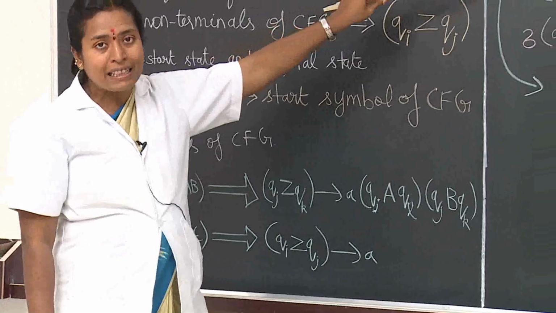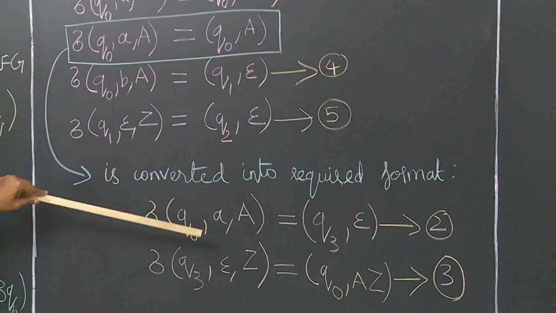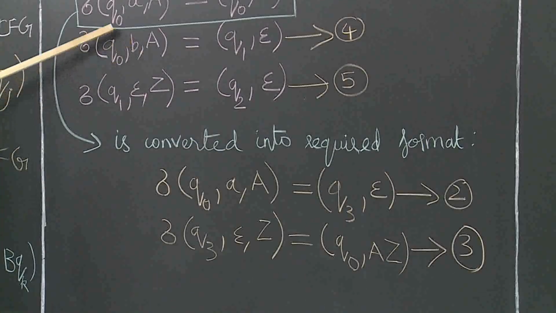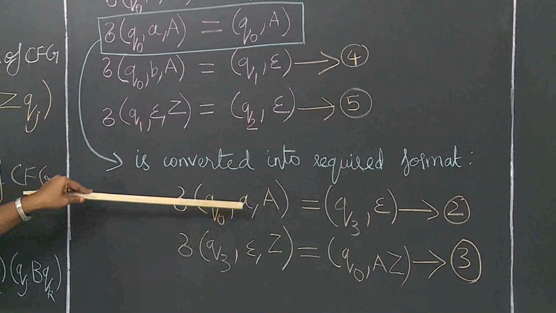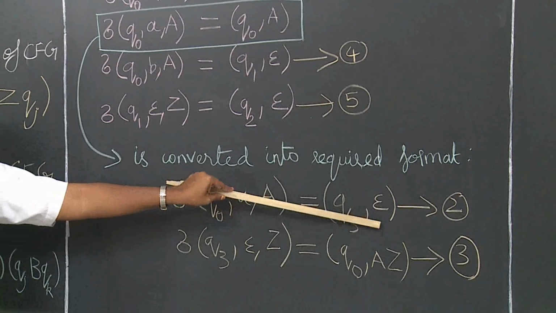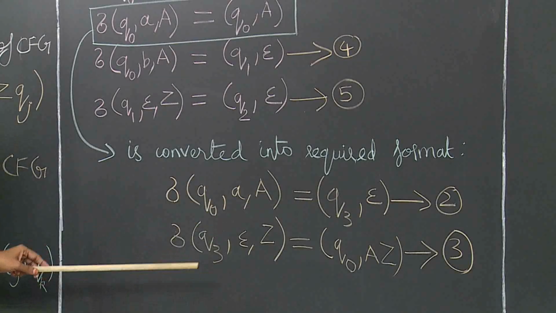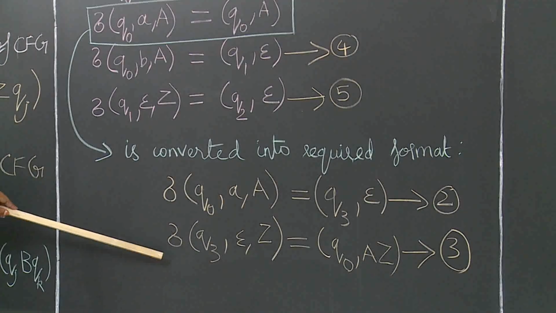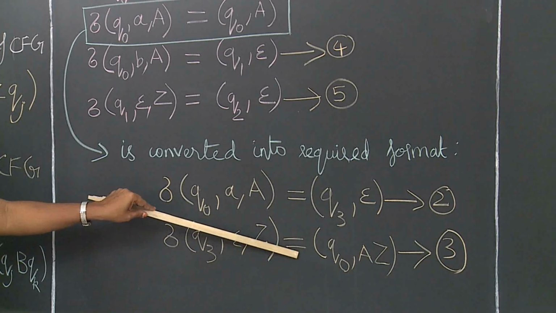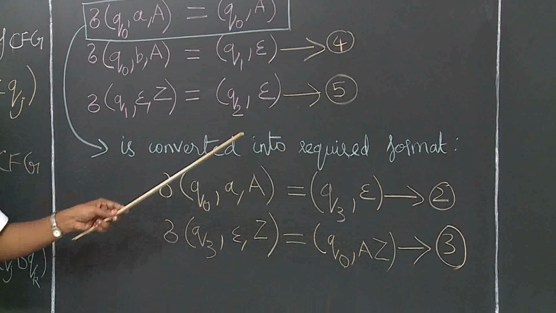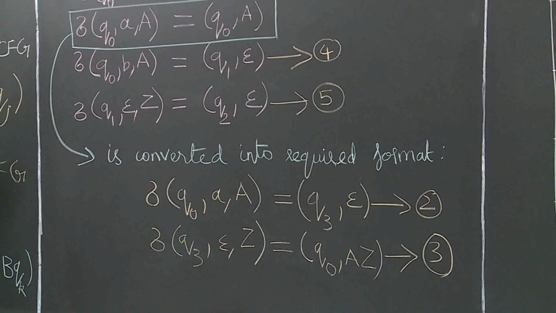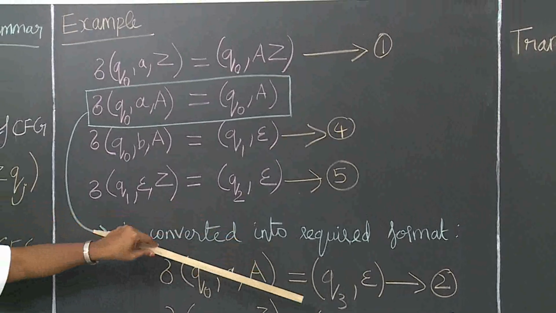So we are splitting this, that is, we are introducing one state, Q3, without accepting any input symbol. Now this is split into Q0, A, then the top of the stack is A, the resultant state will be Q3, and the top of the stack will be epsilon. Again, we make a transition from the state Q3 without accepting any input symbol. The top of the stack is Z. Now the resultant will be Q0, A Z. Q3 is not the final or accepting state of this push-down automata. Just for conversion of this, we are introducing one state Q3.